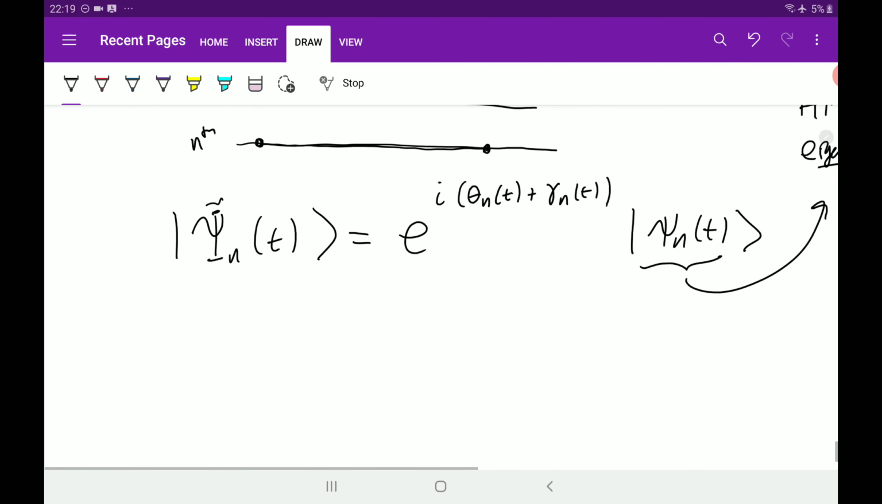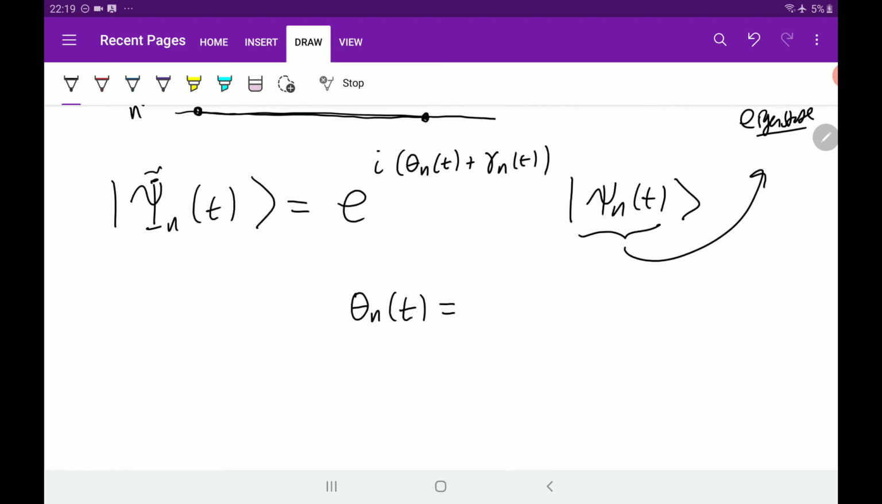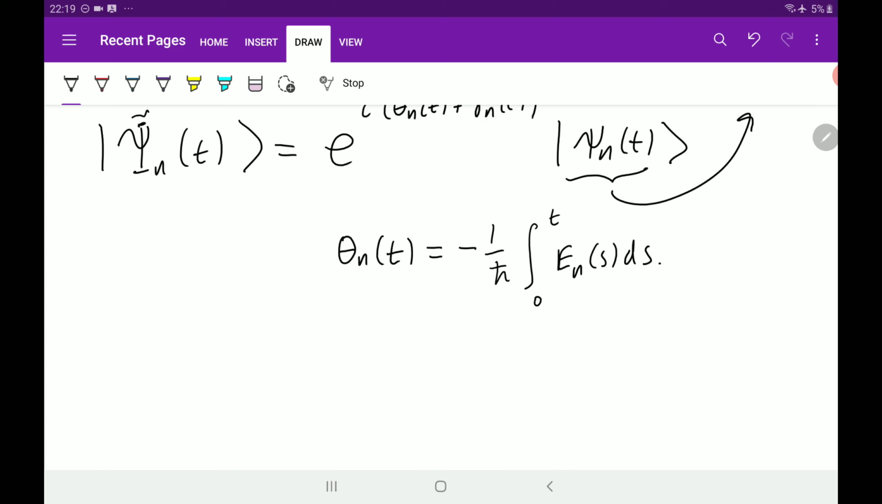Okay, where theta of t is the very boring one, so it's the factor that we always know we pick up, right? It's just the integral of energy, so that when you differentiate, you get energy back. But then this gamma n of t is when we solved for c, essentially.